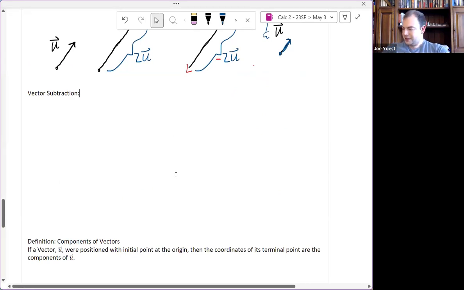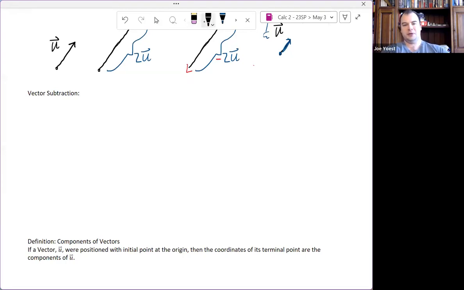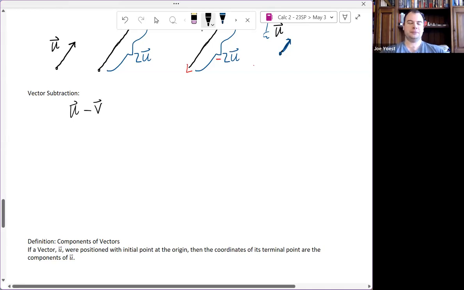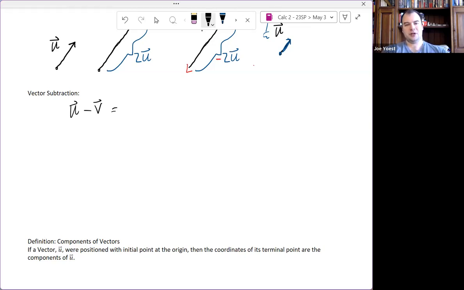So what about vector subtraction? What about the difference of two vectors? What does it mean to have u bar minus v bar? Well, we always define things like subtraction in relation to addition, or division in relation to multiplication. So let's say u bar minus v bar is w bar. w bar is what I'm interested in. But I can say that u bar is w bar plus v bar.